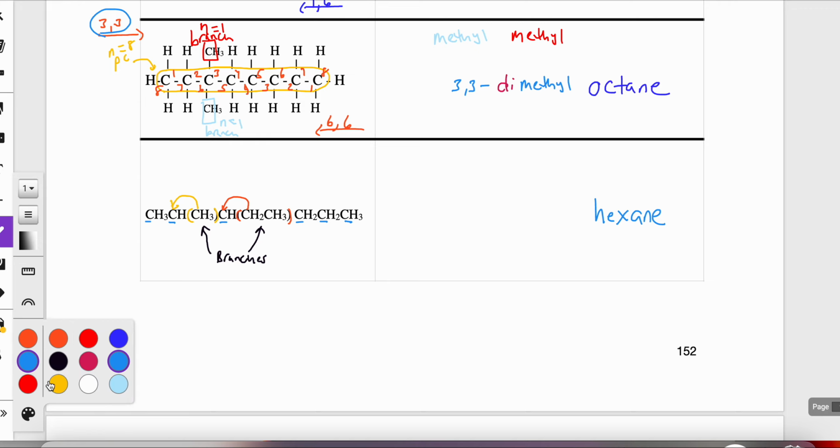Okay, so now take a look. What is in parentheses here? Okay, so for this branch here, N equals 1. So that means that this is a methyl branch. Where this next branch, there are 2 carbons in the parentheses, so N equals 2. So that means that this branch uses the prefix eth, and because it's a branch, it's yl. So I don't have a methyl branch here, okay? I have 2 branches of different sizes. So I have a methyl and an ethyl.